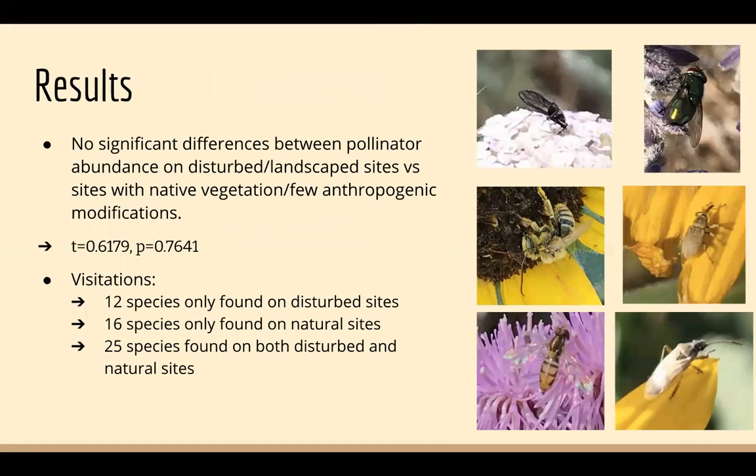What I ended up finding was that there were no significant differences between pollinator abundance on disturbed landscaped sites versus sites with native vegetation and few anthropogenic modifications. My t-value was 0.617 and my p-value was 0.7641, again insignificant. I found that for visitations, 12 species were only found on disturbed sites, 16 species were only found on natural sites, and 25 species were found on both disturbed and natural sites.